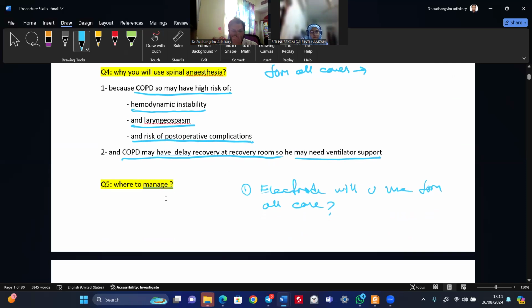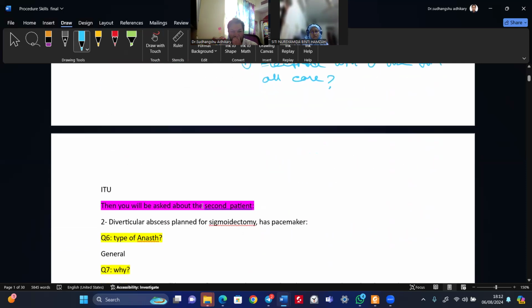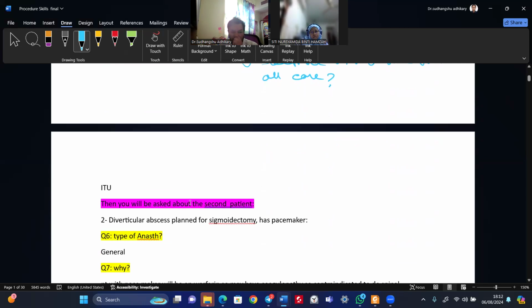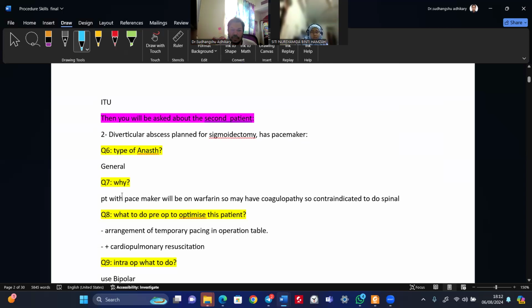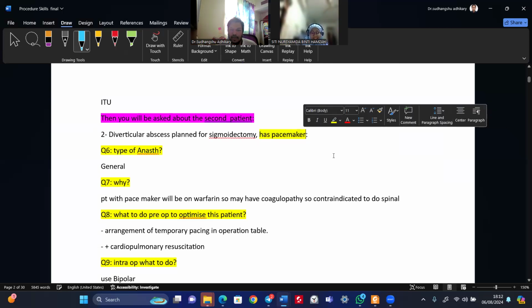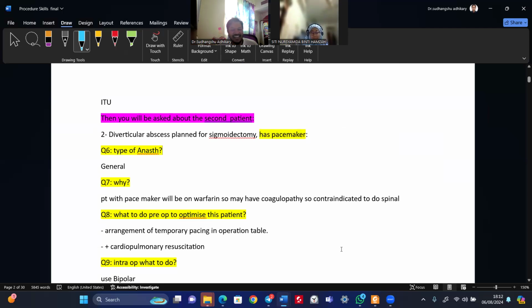And where to manage the patient? In ITU. Okay. Then you will be asked about the second STEM. Diverticular abscess planned for sigmoidectomy with pacemaker. What type of anesthesia will you give? General anesthesia. Why general? Because of laparotomy.